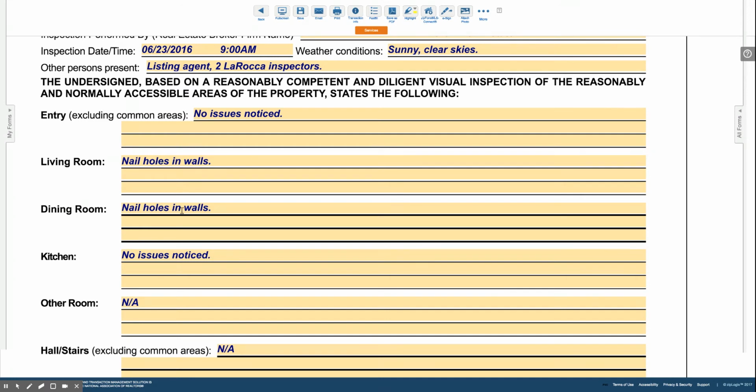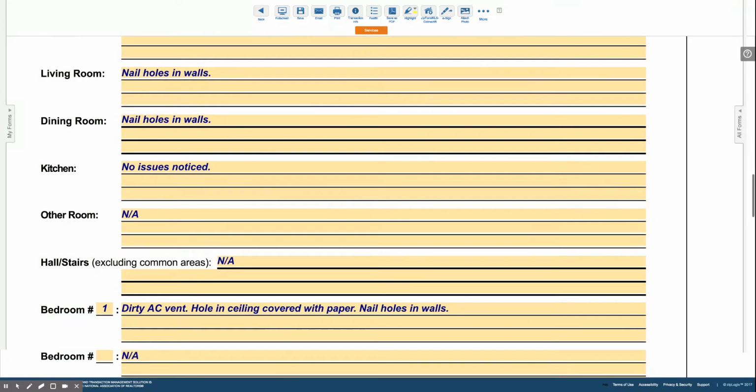Also, nail holes in walls. I think that's just always prudent to include, especially if you're going through a home that's staged or lived in, because as soon as the sellers leave, any paintings or photos or televisions attached to the wall are going to come down, and when the buyers move in, they're going to notice holes in the walls, no matter how small. So you just want to make sure that you do include that.